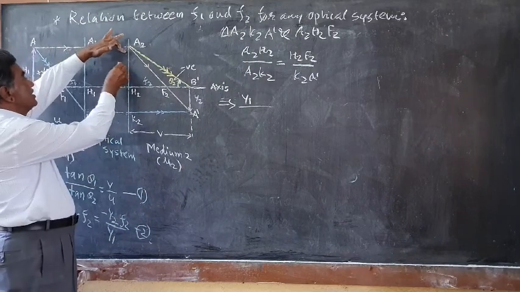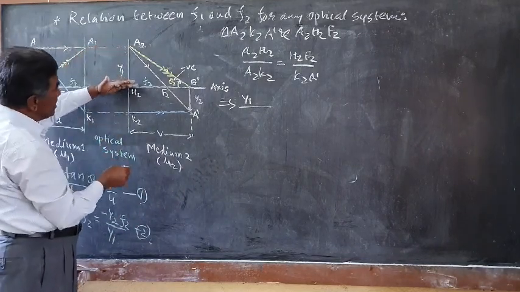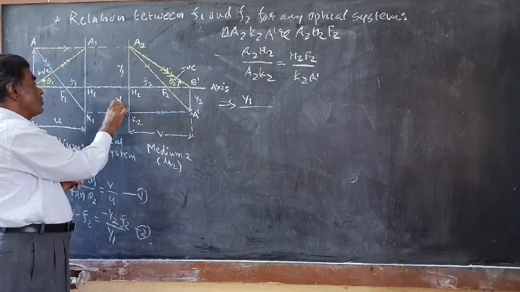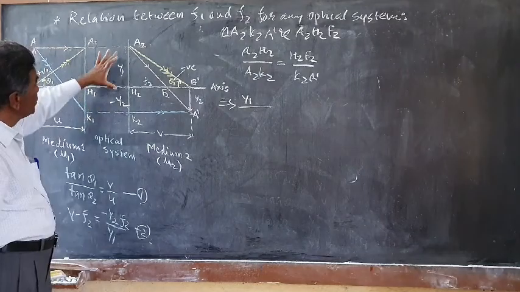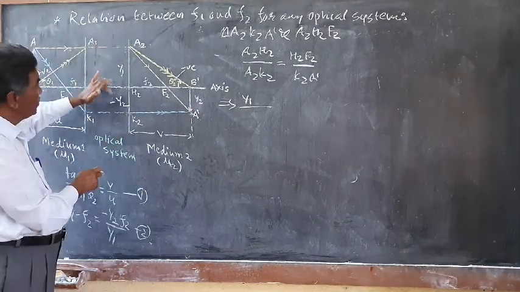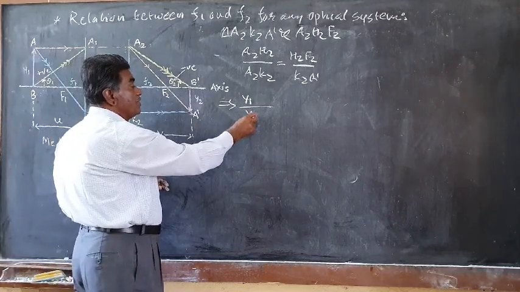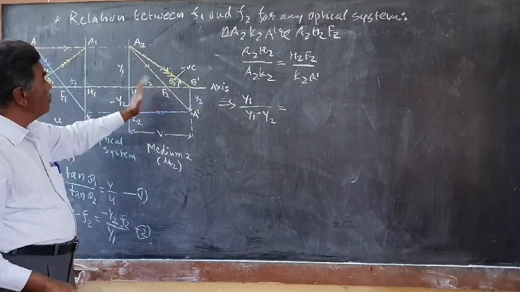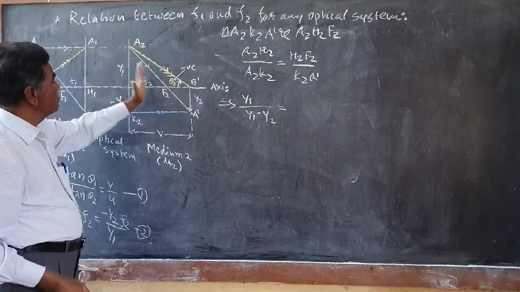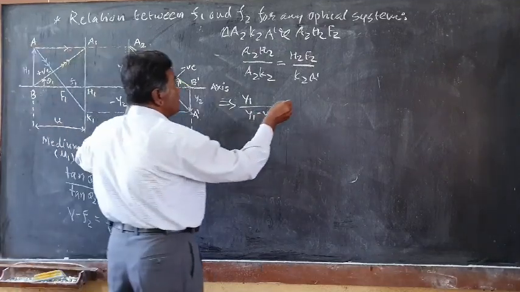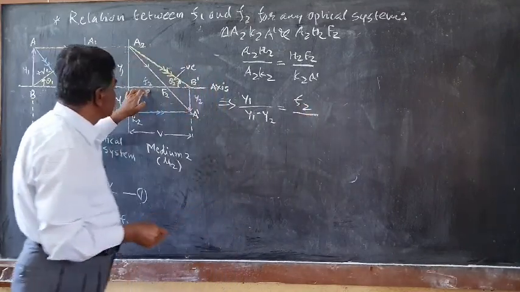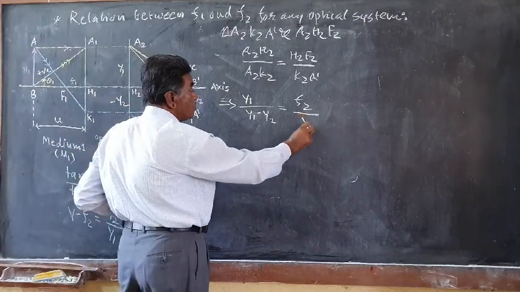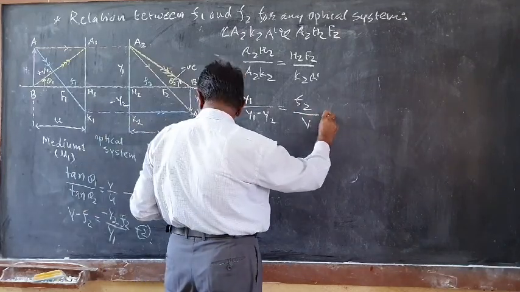The E2 K2 side is y1 distance plus this distance measured below the principal axis, which is y2 but negative according to sign convention. So the total distance is y1 minus y2. This will be equal to S2 F2, which is measured along the direction of the light from the origin of the lens system, so it is positive, that is f2, divided by K2 A dash, which is nothing but the distance v. This is equation number 3.